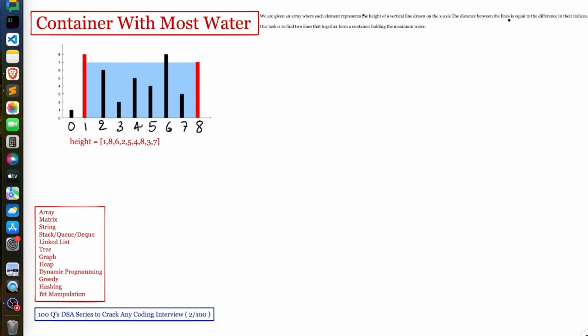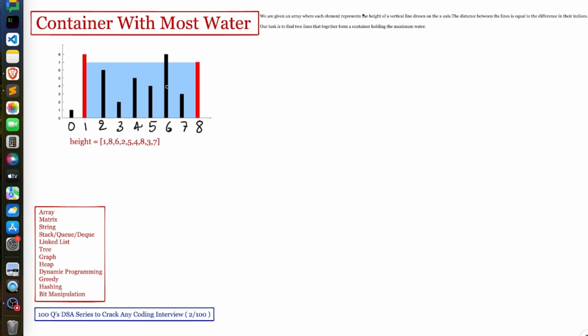And the distance between the two lines is equal to the difference between the indices. For example, let's say I'm taking this and this height, right? So the distance between these two heights is the difference between the indices. So 6 minus 1 is 5, so 5 is the distance between these two heights, right? Now our task is to find two lines that together form a container that holds the maximum water, right? So we have to find two heights such that the water contained in between them is maximum.